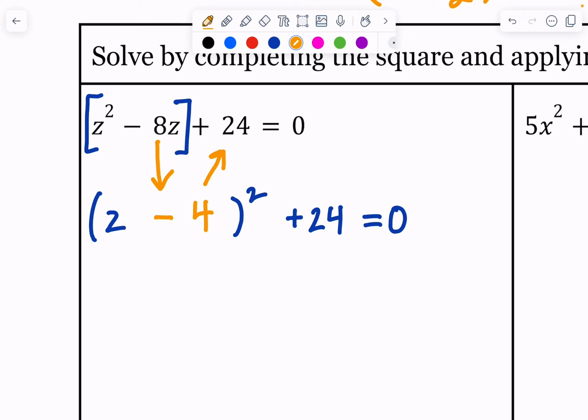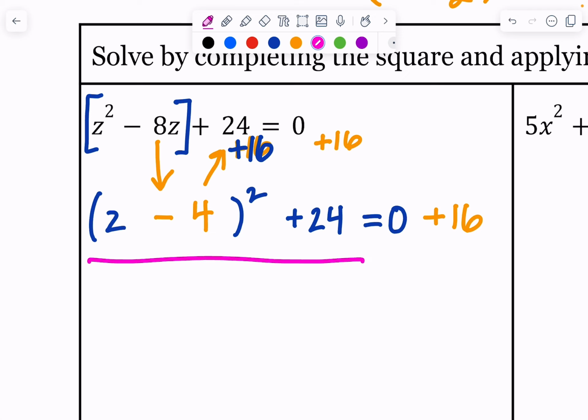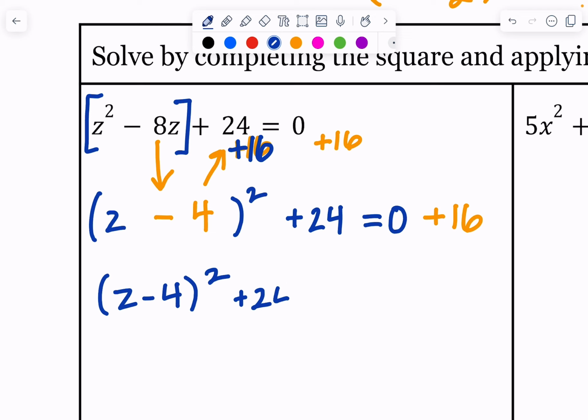So that would be plus 16. And if I add 16 to one side, I need to add 16 to the other side. So I'm going to put a plus 16 over here. And notice here, I'm going to write this one in blue actually. We don't need to write anything on the left side here because we already made up for it when we wrote the z minus 4 squared. Awesome. So we have z minus 4 squared plus 24 equals 16. We added 16 because we realized when we completed the square, it added an extra 16 on the left.